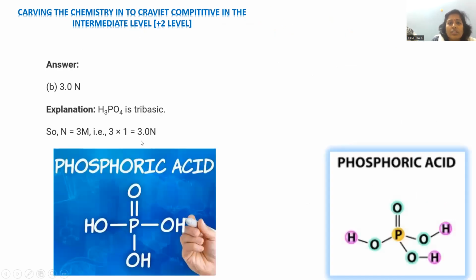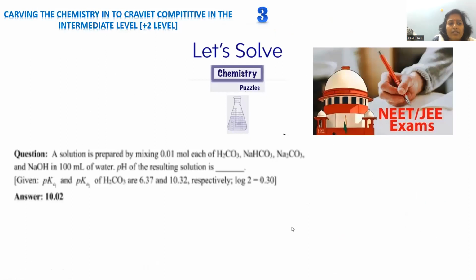Let's move on to question number 3. Here it is purely a problem. A solution is prepared by mixing 0.01 molar each of H2CO3, which is called carbonic acid, NaHCO3, called sodium bicarbonate or baking soda, and Na2CO3, called sodium carbonate or washing soda, and sodium hydroxide, the base.